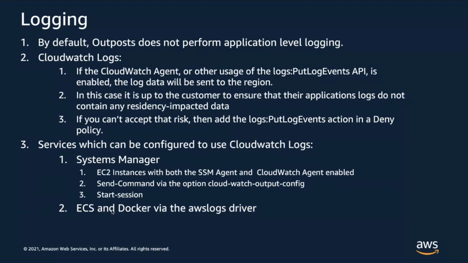Services that use CloudWatch Logs that you might not originally think of are, for example, Systems Manager. If you're running EC2 instances with the SSM agent and the CloudWatch Logs agent enabled, that would copy data to the CloudWatch Logs in the region. Same with SSM's Send Command, which has an option for logging to CloudWatch, and Start Session has a configuration where you can send data to CloudWatch. Also, ECS and Docker have an AWS Logs driver that can go to CloudWatch, which would put the data in the region. So you either know you want to block this, or maybe conditionally do it for some roles but not others. So this is something that you need to think about.